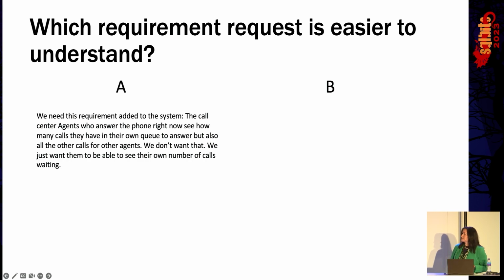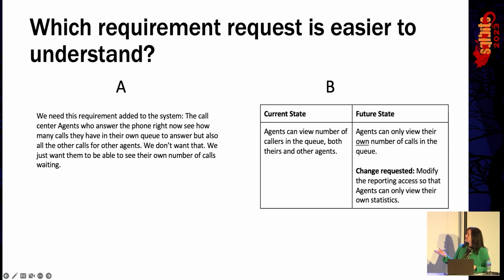So here's another example, requirement. This is a real requirement that I got, and actually, there's nothing wrong with it. We need this requirement added to the system. The call center agents who answer the phone right now see how many calls they have in their own queue to answer, but also all the other calls for other agents. We don't want that. We just want them to be able to see their own number of calls waiting. It's very clear. But look what happens when we redesign it.